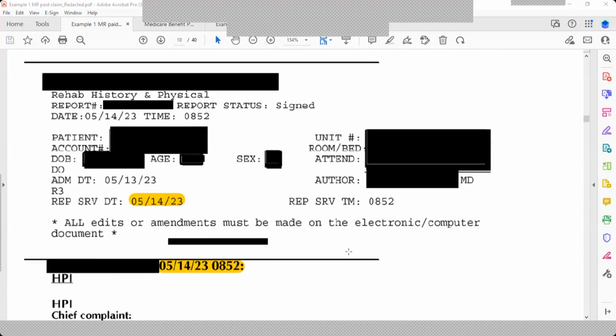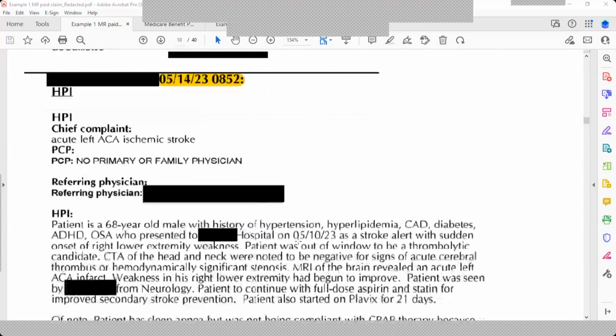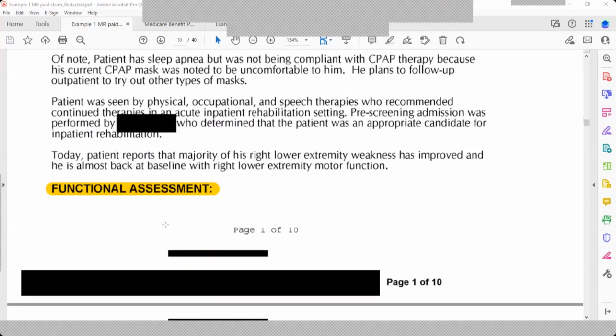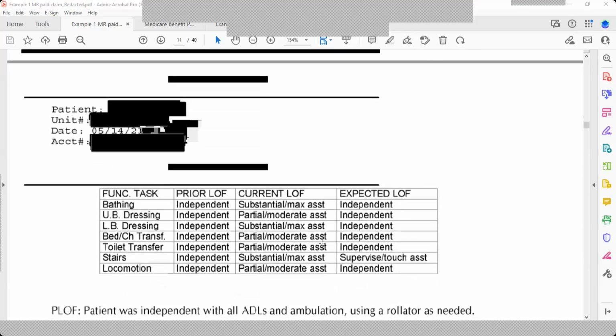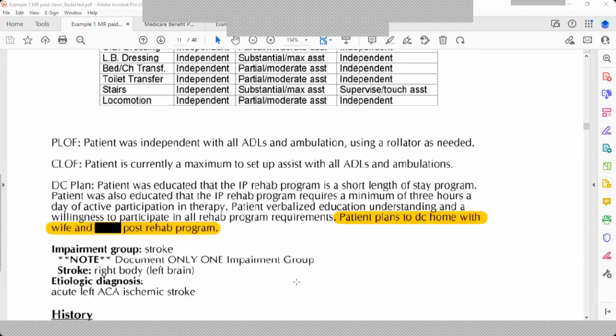Here's the first page of the history and physical. The history and physical was completed on May 14th, 2023, and it contains some of the same findings that were found on the pre-admission screening, including, scroll down to the functional assessment. So we can see it has the same information we saw on the pre-admission screening, and the discharge plan.